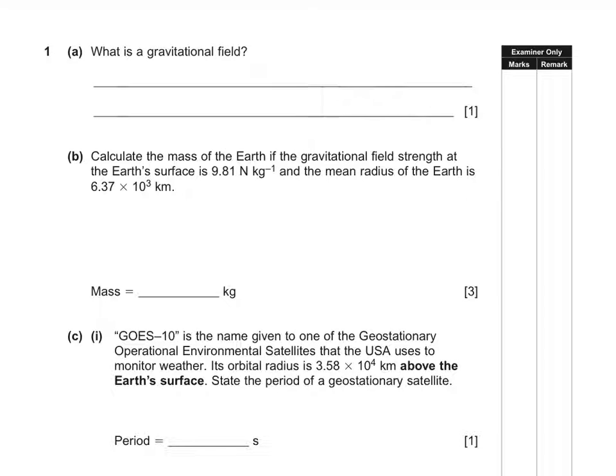Remember, a gravitational field acts on mass. It causes a mass to experience a force. So a gravitational field is a zone where a mass will experience a force.